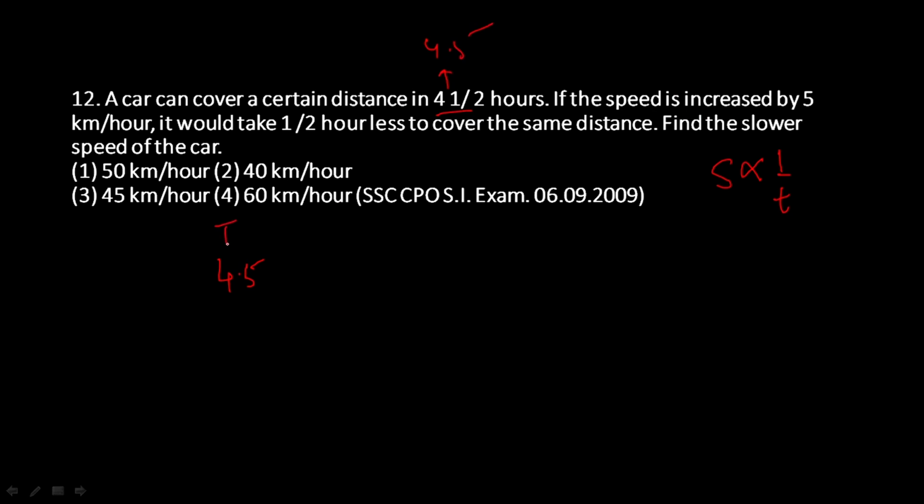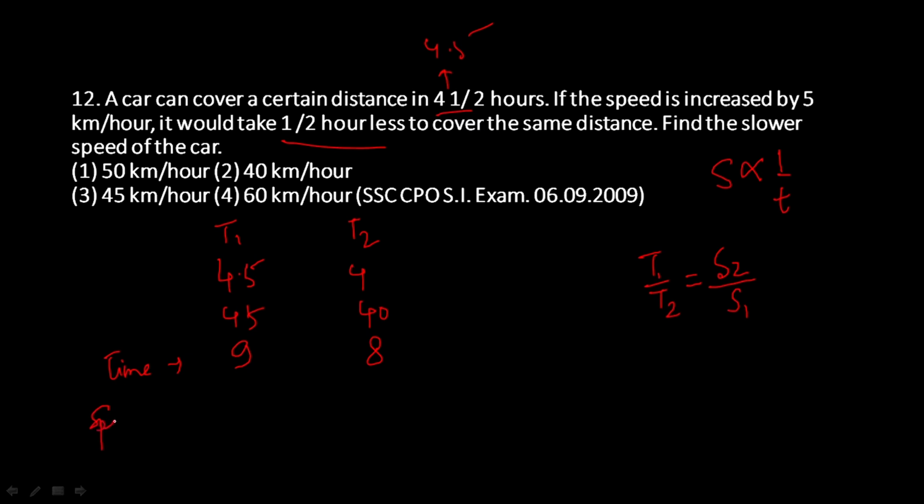In the next case, these are T1 and T2. This will be half an hour less, meaning 4 hours. So if we want to make a ratio, it will be 4.5 is to 4, meaning 45 is to 40, so 9 is to 8. Since speed is inversely proportional to time, time 1 upon time 2 is equal to speed 2 by speed 1. So if T1 is to T2 is the ratio of time, 9 is to 8, then the ratio of speed will be 8 is to 9. It is S2 and it is S1.